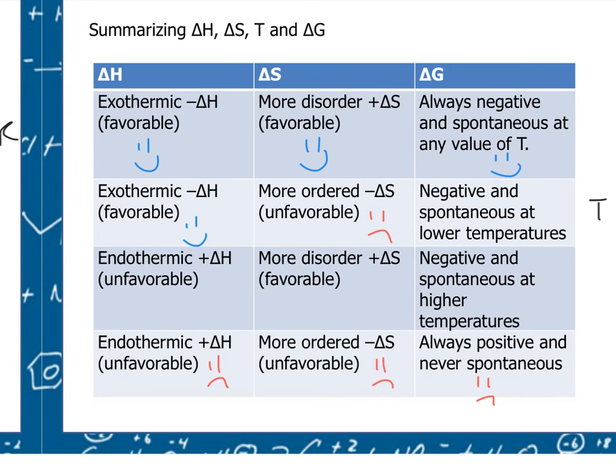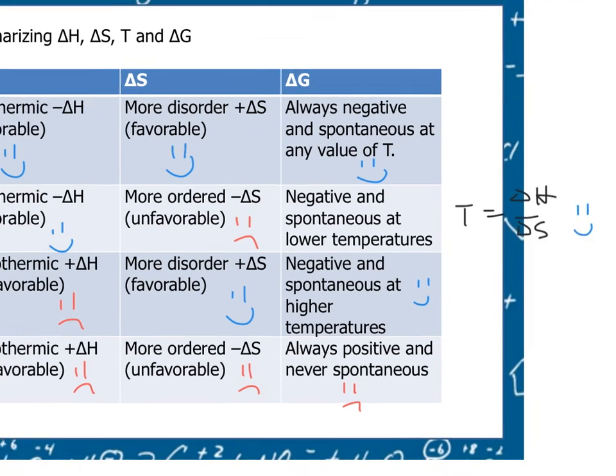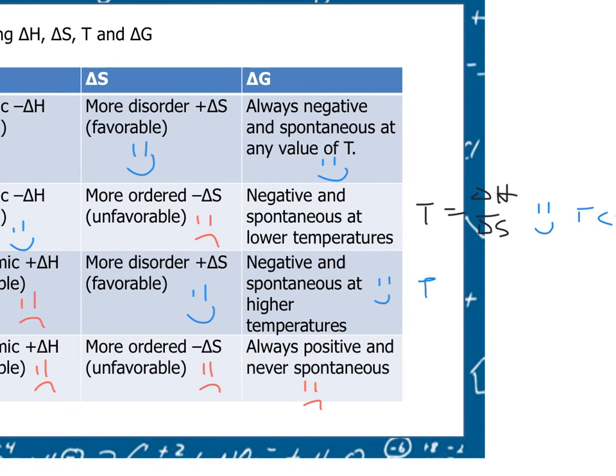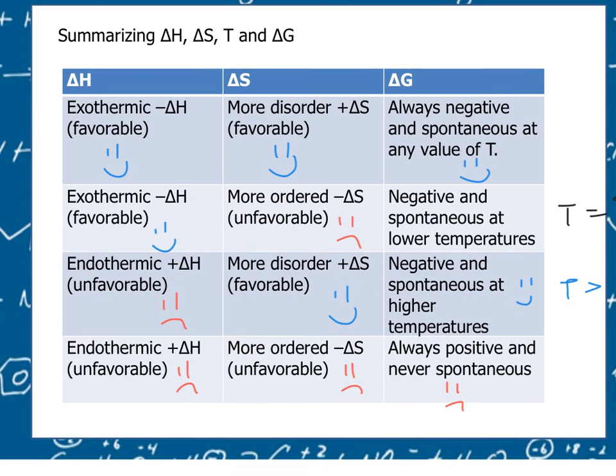The opposite is going to be true if I have a positive delta H, unfavorable, and a positive delta S, which is favorable. This is going to be favorable when my temperature is above delta H over delta S. And I like to think about that as, since this is an endothermic reaction, it needs to absorb heat. And this is going to be easier when it's a hot environment.